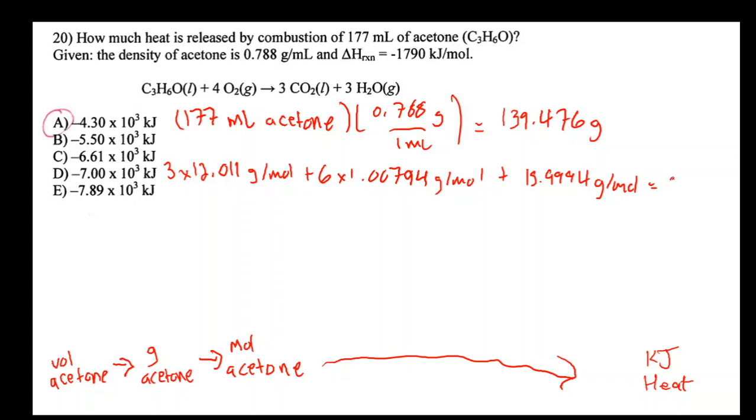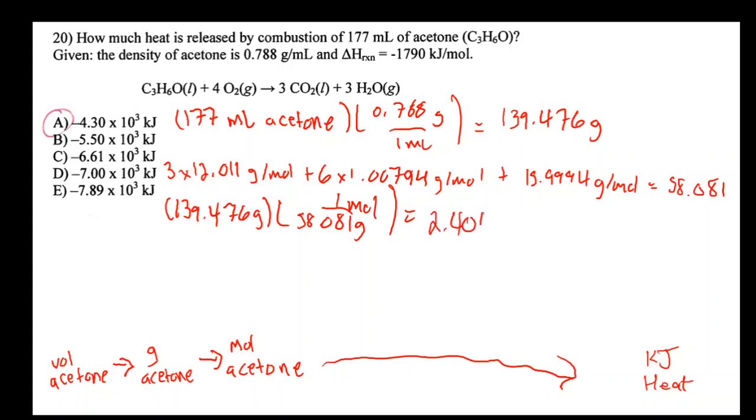That's 58.081. Now we can go from grams of acetone to moles of acetone. So we'll take our grams, 139.476 grams, per 58.081 grams per 1 mole. And that will give us something in moles of acetone, which gives 2.4014 moles. Close enough.